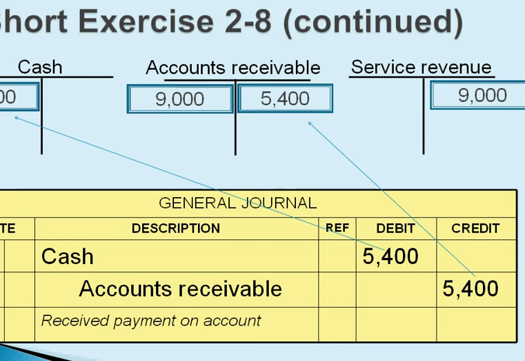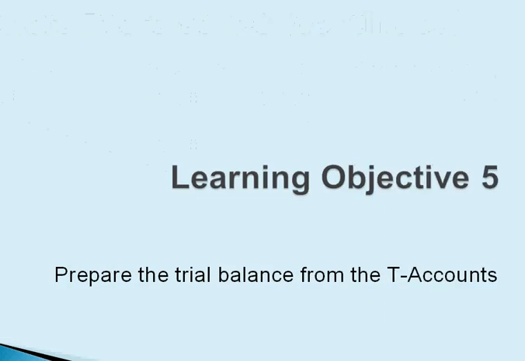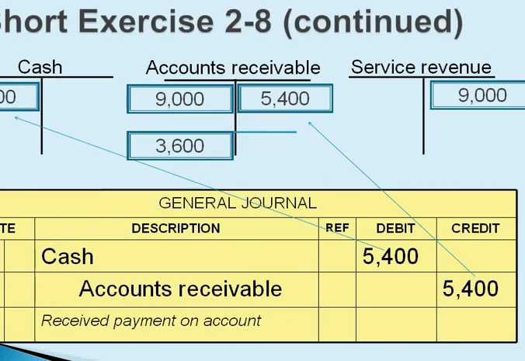Now we need to come up with the balances for each of the three ledger accounts: cash, accounts receivable, and service revenue. Cash stays at $5,400. The accounts receivable is a net of $3,600, and of course service revenue stays at $9,000.